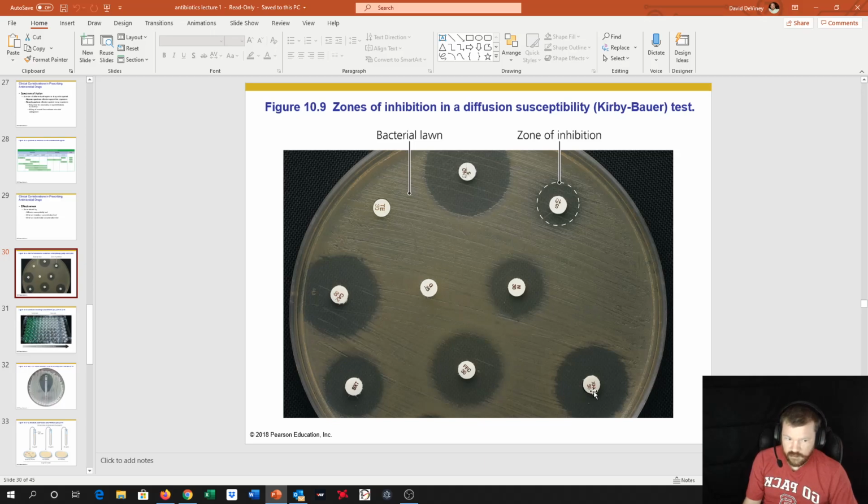So the 0.25, 30. Most of these are 30. There's a 10. Right, so that indicates the concentration or how strong the dose is.